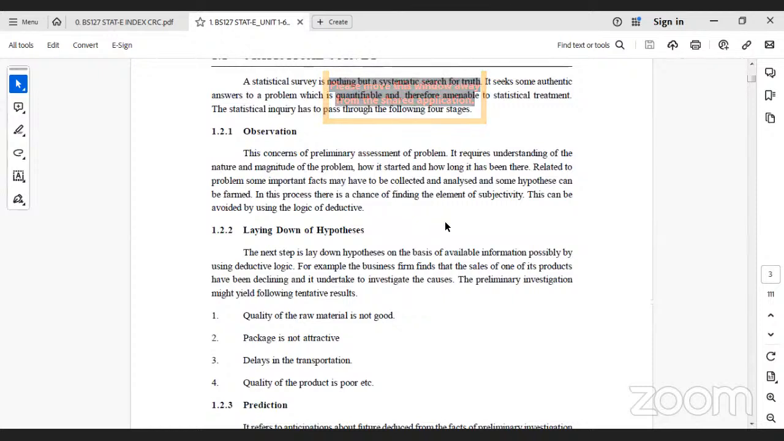First one, qualitative raw material. What is the meaning of qualitative raw material? Anyone tell me. What is the meaning of qualitative raw material? Qualitative of the raw material is not good.